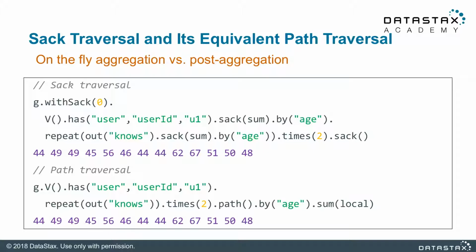Once we have done this for our friends and the friends of our friends, we inspect the value in the Gremlin sack by calling the sack function. And now we will see the full list of all 13 values previously seen on the last slide.